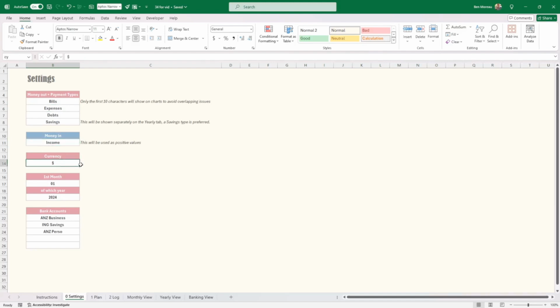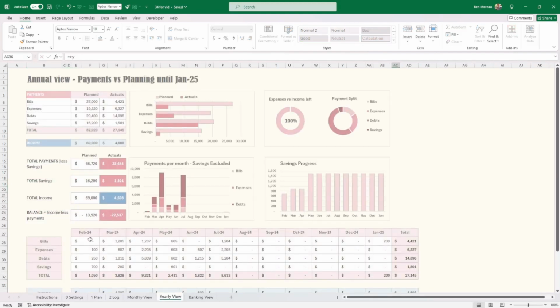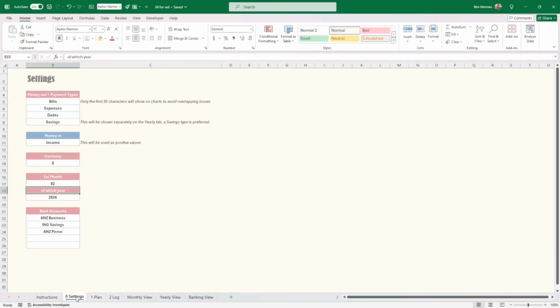So the currency, I really advise you to have a very short one. For instance, if you're in Australia, second time I mentioned Australia, yes, leave dollar, because if you put dollar AU, it might look a bit cramped all over the place. So this is what I was mentioning. You can decide what your first month is. So just to do a quick demo here already, if I put February, and if all goes well, that should start in February up until January of the year after. So I think this is quite handy.